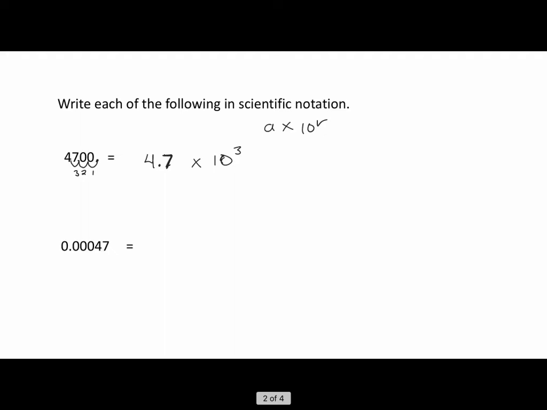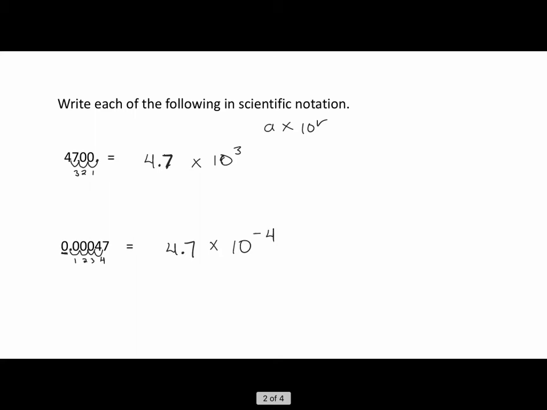Our next example, 0.00047. So the decimal is right here. That means right now, a is 0. I need that to be a bigger number, so I'm going to move this way. It's still 0. It's still 0 before the decimal, and still 0. Now it's 4. I can stop. So 4.7, and we moved the decimal place 1, 2, 3, 4 times.